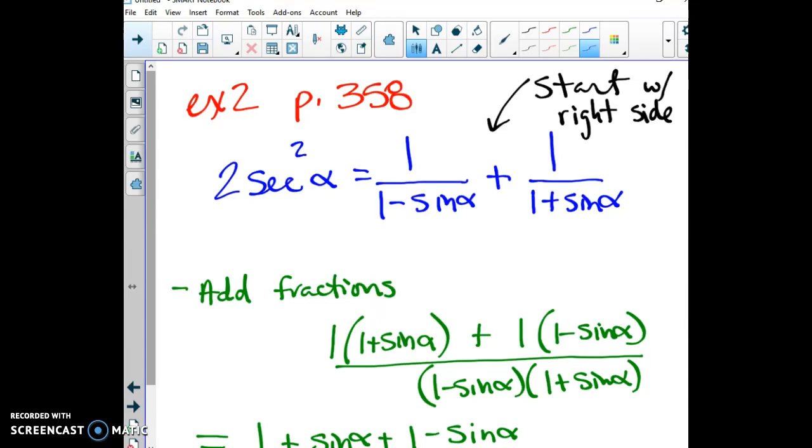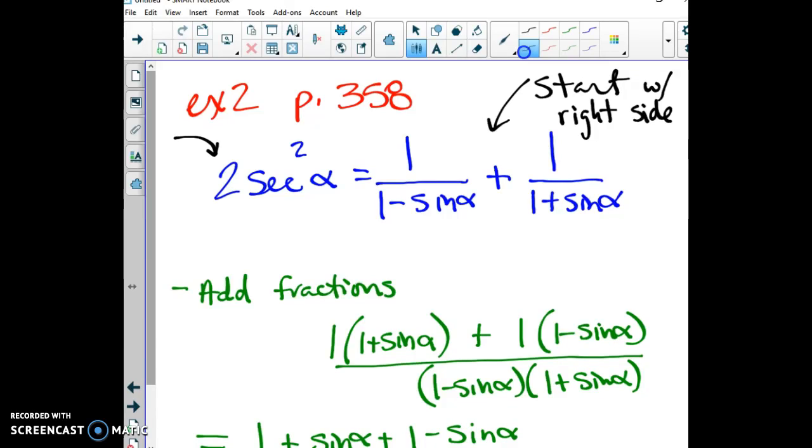Looking at example 2, it says combine fractions before using identities. So we see 2 secant squared, and I want to say alpha, but I don't think that's right. So we're just looking at this Greek symbol. First one to come up and tell me what that is gets a prize. I'm going to call it alpha for right now.